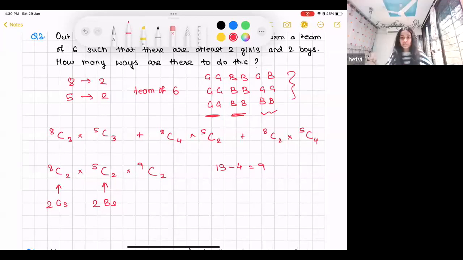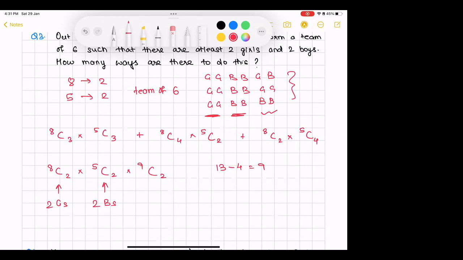Yeah. Perfect. We have total 8 girls and 5 boys, so that is total of 13 people. And so first we select 2 girls out of the 8 girls, that is 8C2. Then we select 2 boys out of the 5 boys, that is 5C2. And out of the 13 people, we've already selected 4 people. So now there are 9 people remaining, and from that we select the last 2 members of the team.